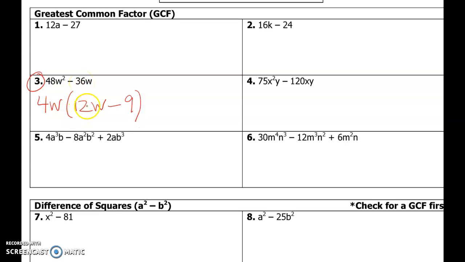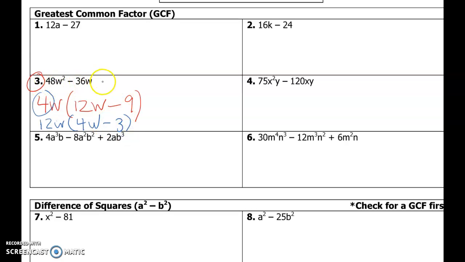And so if I look at this, 12 and 9, a 3 can come out of that. So I should have done, instead of taking out just a 4, I should have taken out a 12. So I can then take the 3 out here and get 4 times 3 is 12. And if I divide by 3, I would get 4w minus 3.